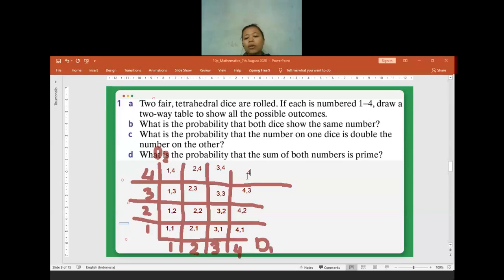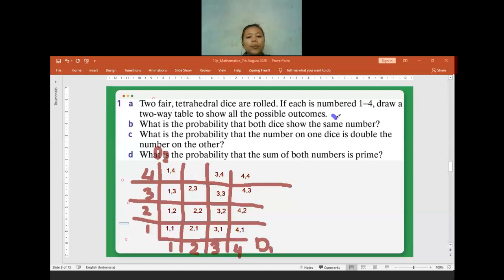Is there anyone who is confused so far? No. Okay. If no one is confused, it means we are already done with question 1, making a two-way table. Now let us move to question B.